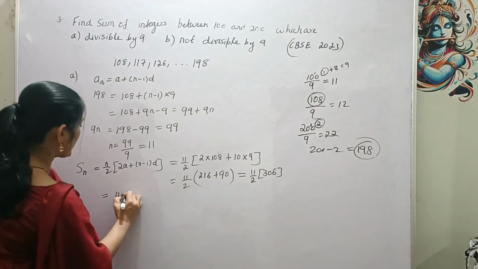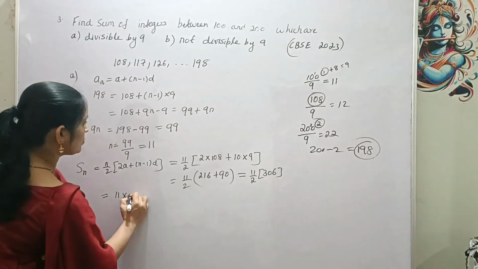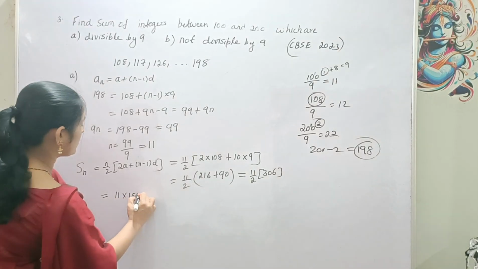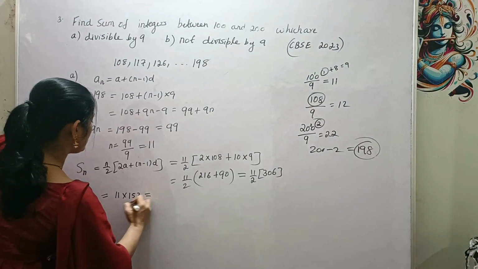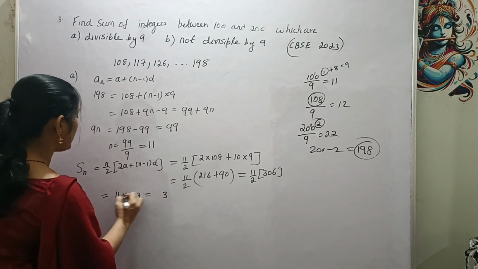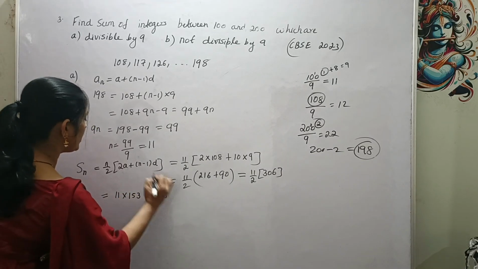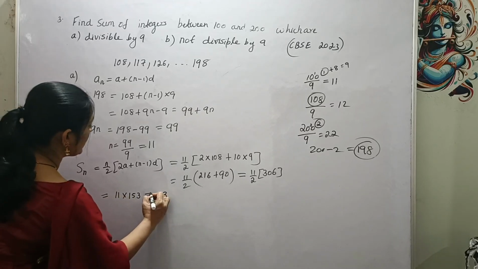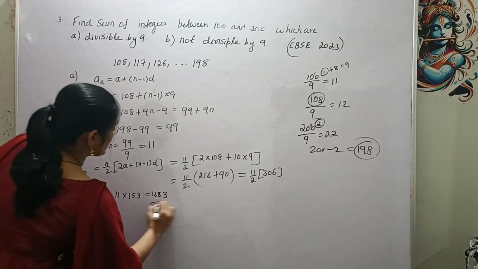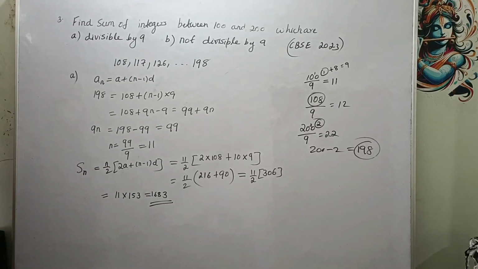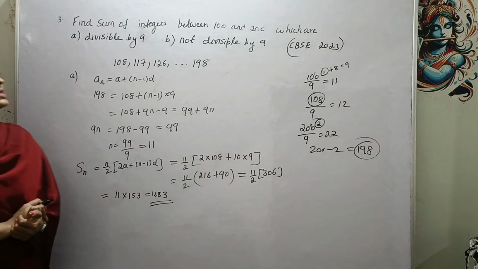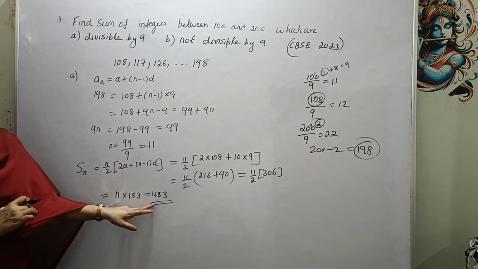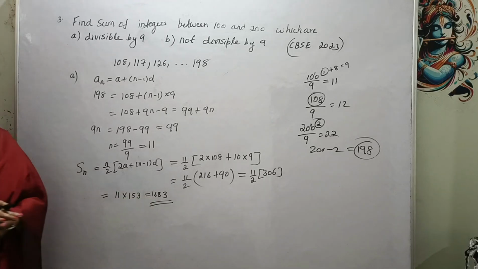2 is cancelled, so 11 into 153. Multiplying, we get 1683. So the sum of integers between 100 and 200 which are divisible by 9 is 1683.